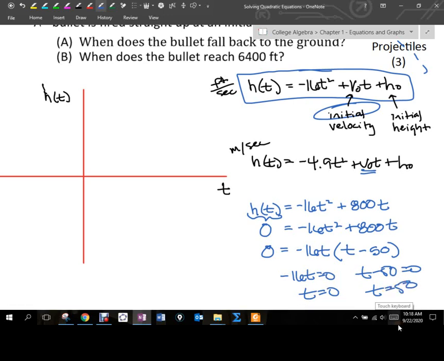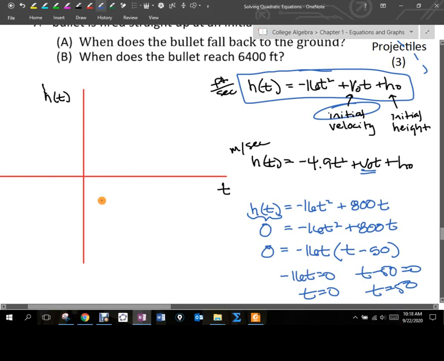One of those answers should make logical sense. When is the bullet on the ground? Well, at time 0, before I even pull the trigger, it's on the ground, right? Okay, so that answer should make sense. If you don't get that answer, then you have to go back through and look at your work.